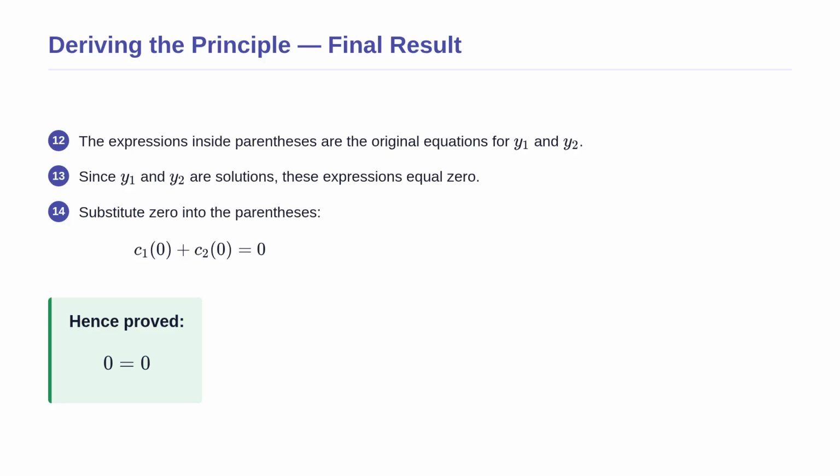By substituting 0, the constants c1 and c2 are multiplied by 0, meaning the entire left side of the equation collapses. We are left with 0 equals 0. Because we arrived at a universally true statement, the proof is complete. This mathematical proof guarantees that the combined function is indeed a valid solution, confirming the principle of superposition for all linear homogeneous equations.